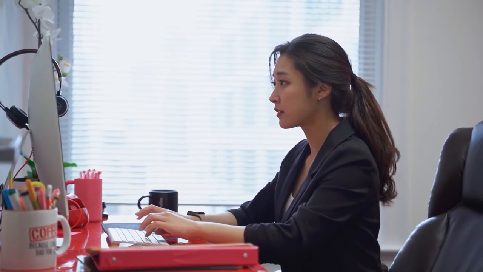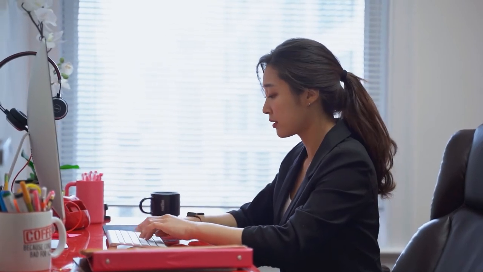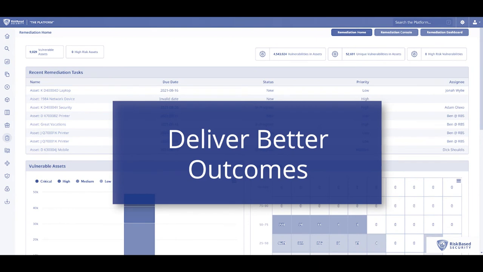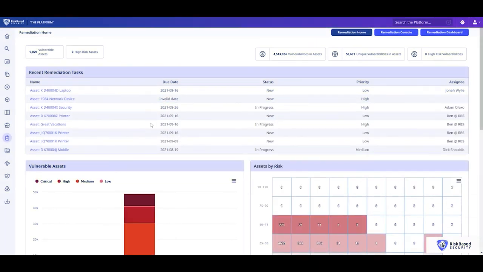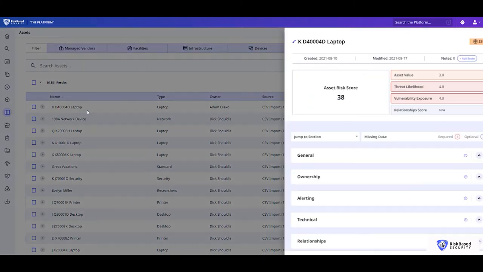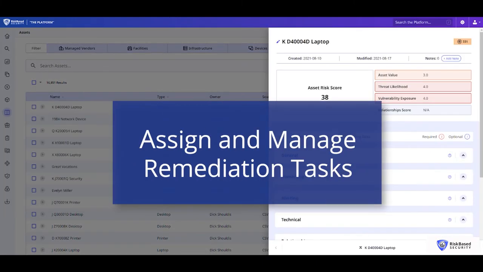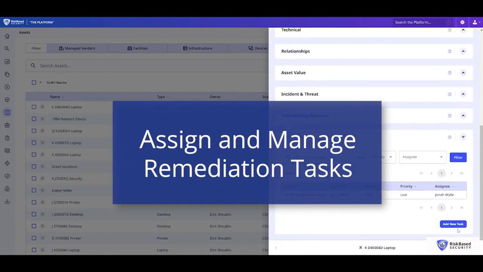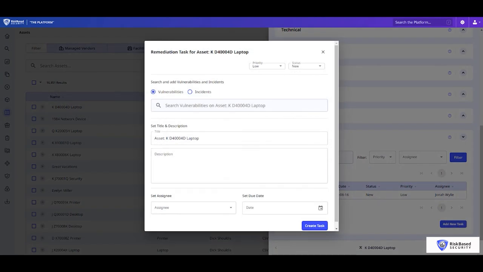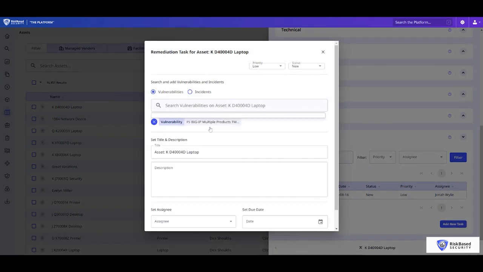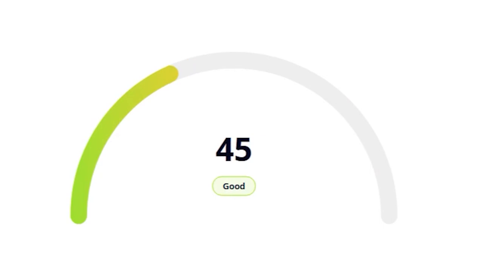In addition to powerful vulnerability prioritization capabilities, the platform also facilitates remediation processes to ensure that risk is fully addressed. After identifying and prioritizing the vulnerabilities that need to be resolved, you can assign and manage remediation tasks, track issues to completion, and understand the corresponding improvement in your organization's risk profile.